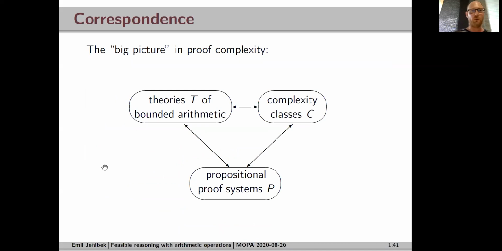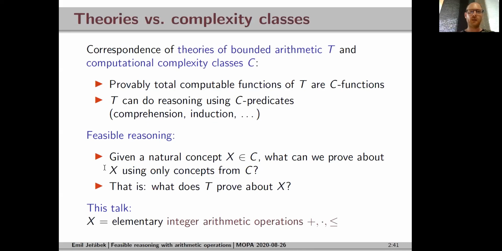Here is what some people like to present as a big picture of what we are doing in proof complexity. Not everybody agrees that this is a good way to present it, but the idea is that we study a threefold correspondence between theories of arithmetic, computational complexity classes, and propositional proof systems. Now, I will not talk about propositional proof systems at all in this talk, only about theories and complexity classes.